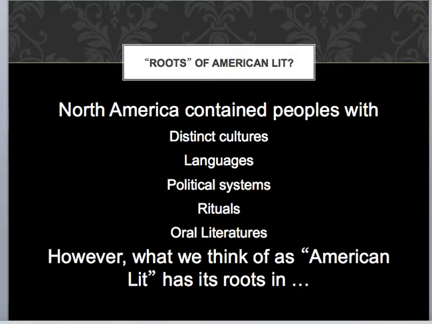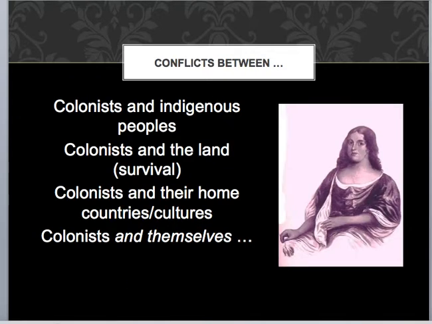So when we think of American literature, we really are looking at the literature of the Europeans, starting off at least with their contact with the indigenous peoples. And so when we look at the roots of American lit, we're looking at particular conflicts, such as conflicts between the colonists and the indigenous peoples, the Native Americans who were already here, colonists and the land, their survival.